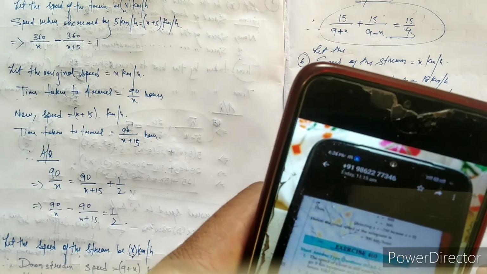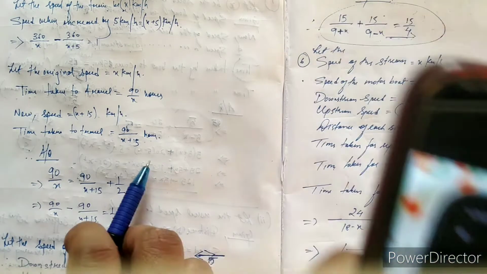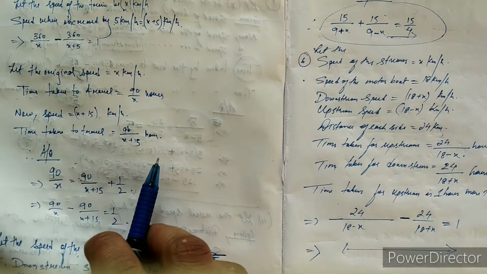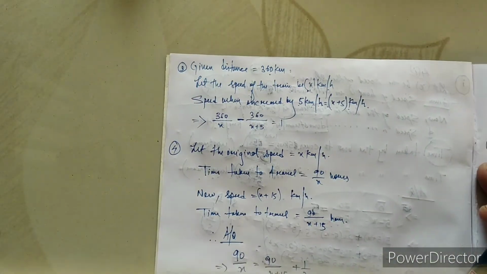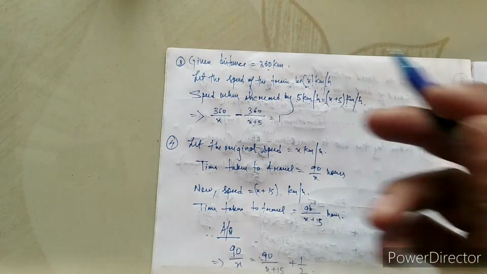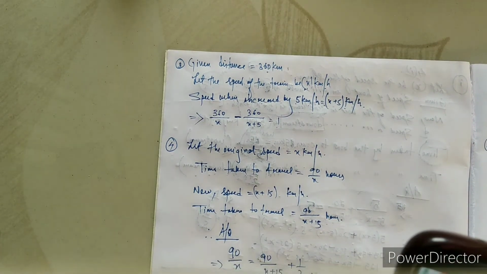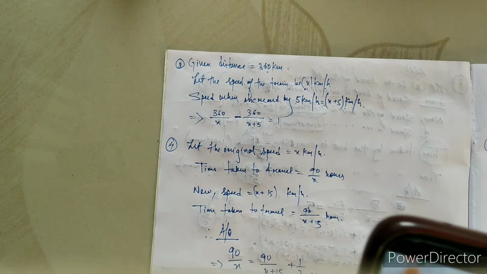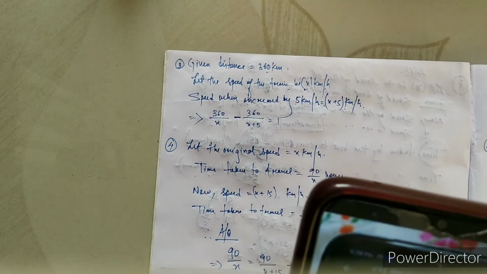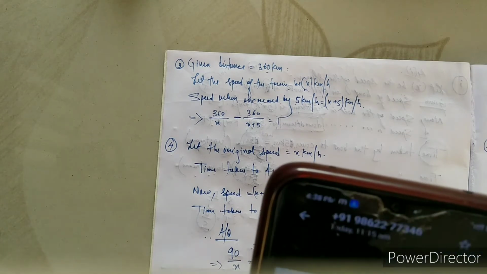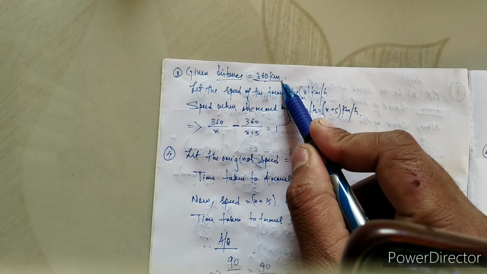Since we have done question number 1, not 3, question number 1. Now question number 3, I'll explain question number 3. If you check question number 3, a train travels 360 kilometer at a uniform speed. Uniform speed normally means constant speed. So the train travels 360 kilometers, so total distance is equal to 360 kilometers.